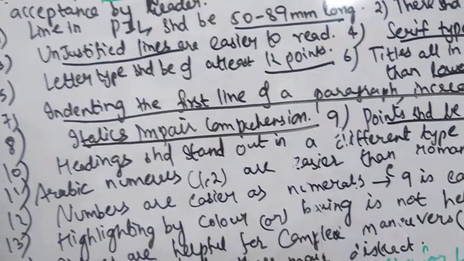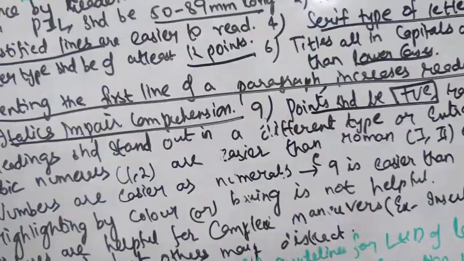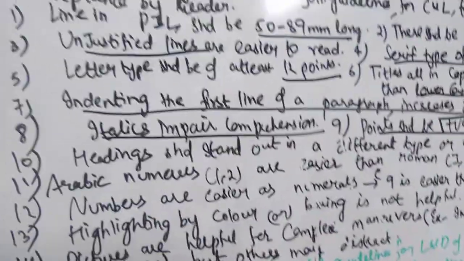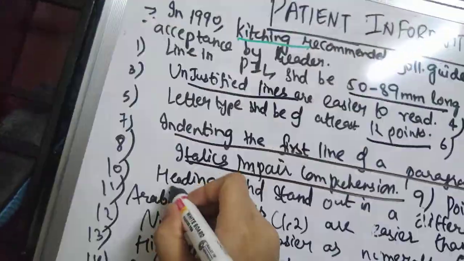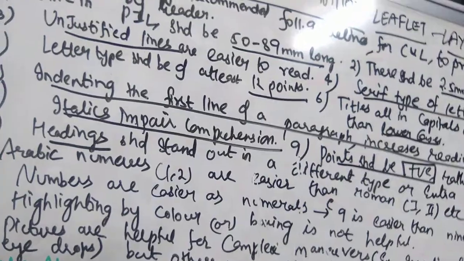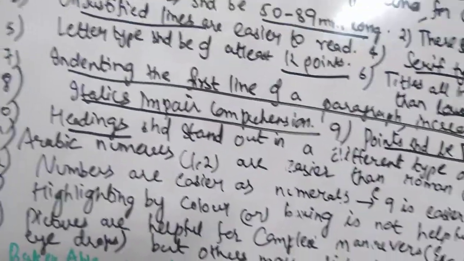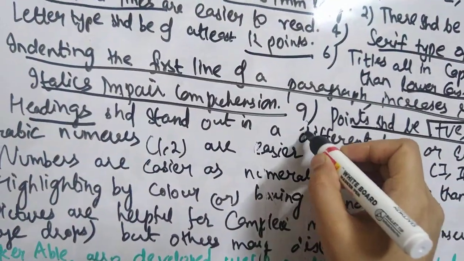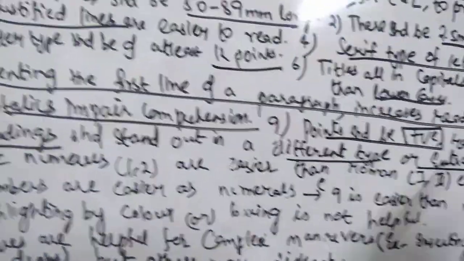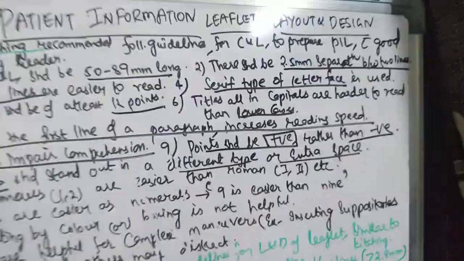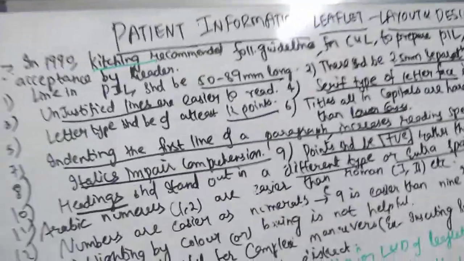Next, the heading should stand out in a different type or extra space. Whenever you want to keep a heading for a paragraph, or you want to give a description about something, you should give a heading for that. That heading should stand out in a different type or an extra space, so you should give some extra space for that heading.